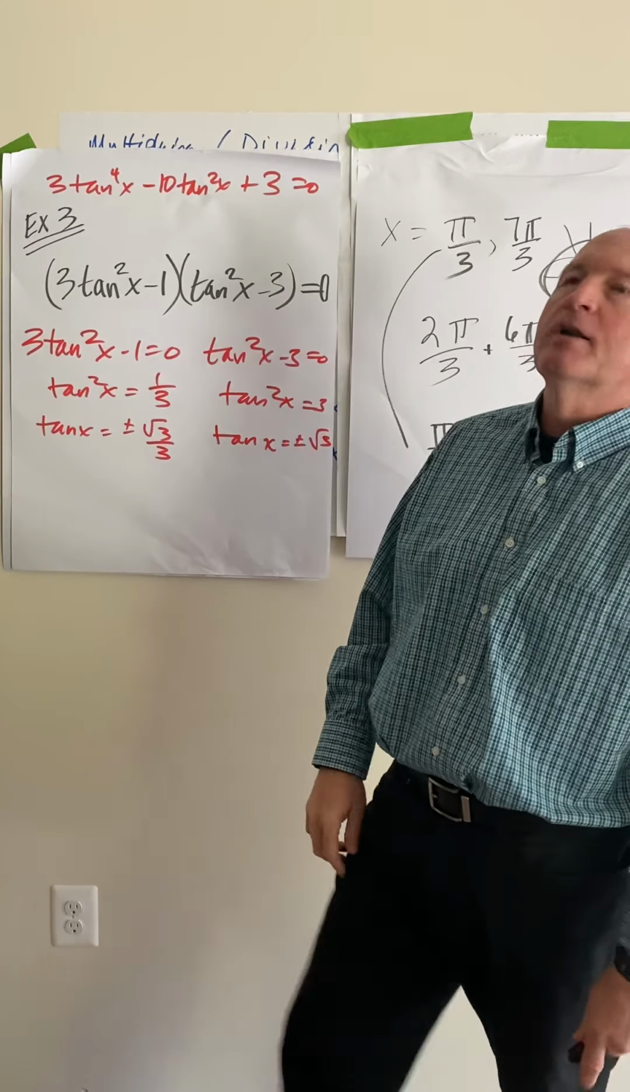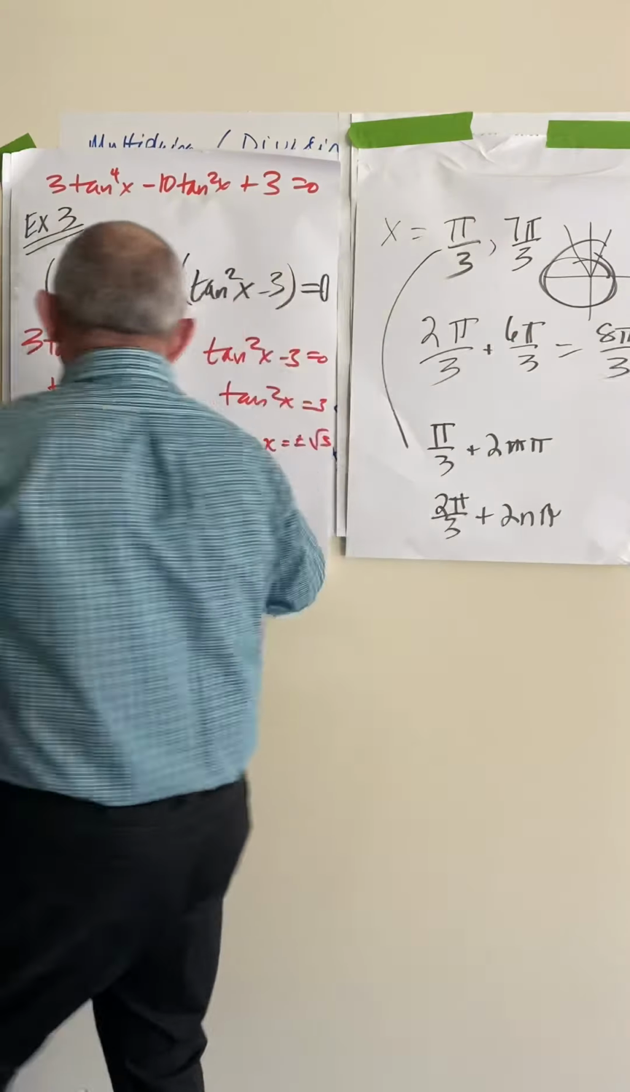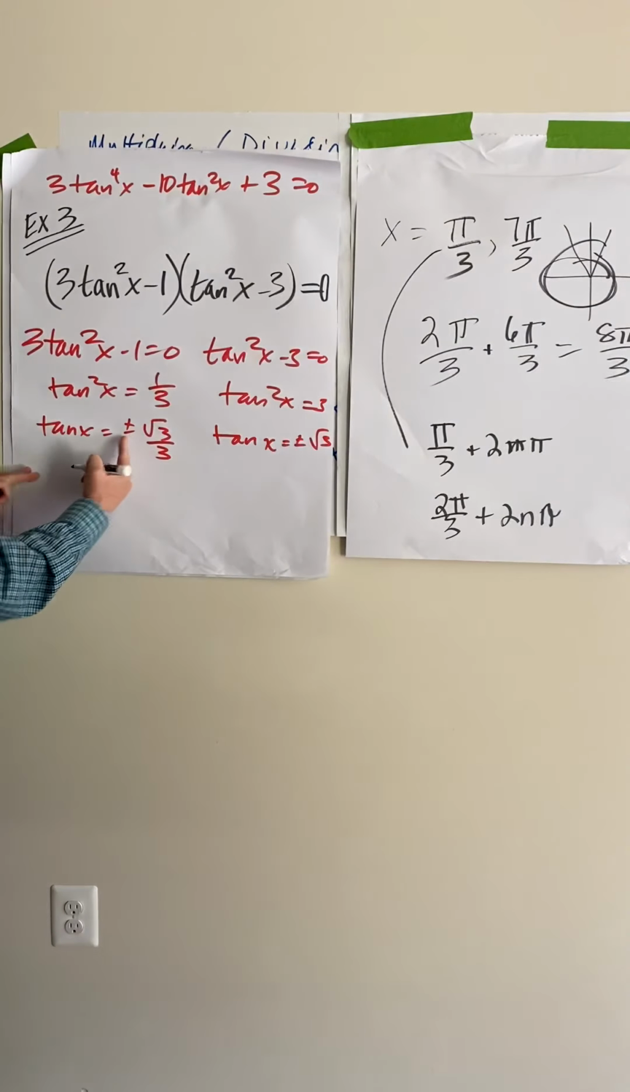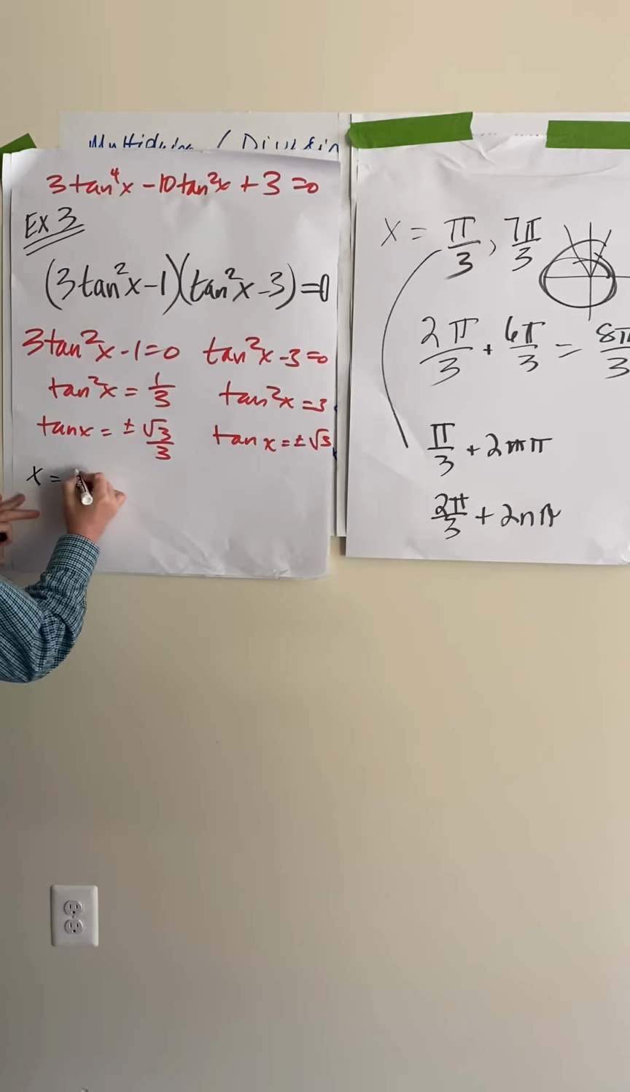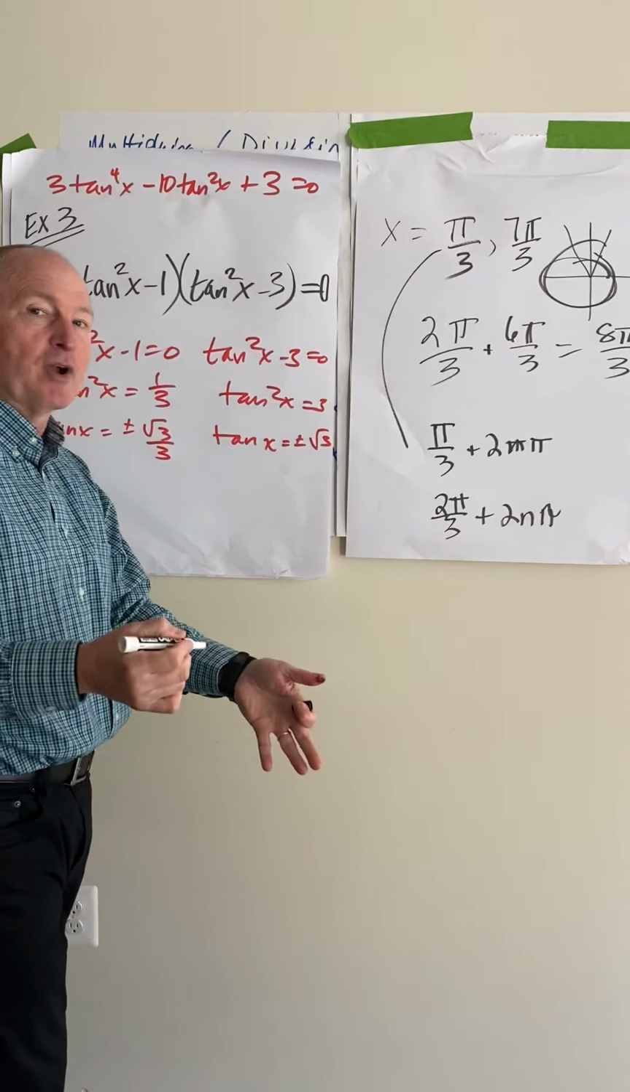30 degrees, but we're talking in radians. Sine is 1/2 at pi over 6. Good. So we've got plus or minus. So I'm going to have x equals pi over 6. Okay. And then where else is the tangent going to be plus or minus root 3 over 3?